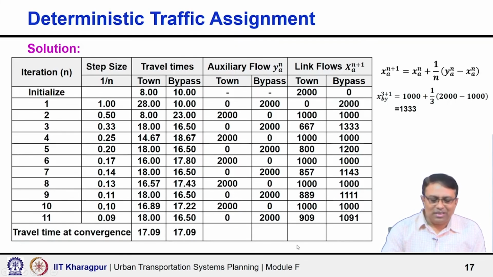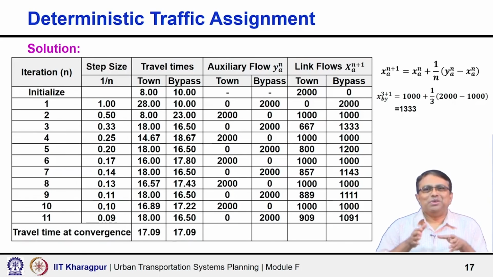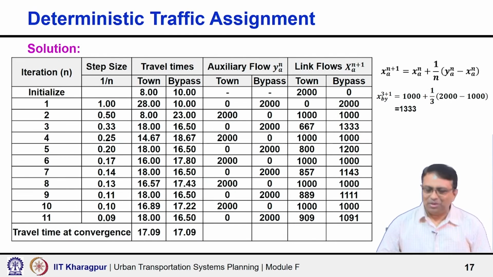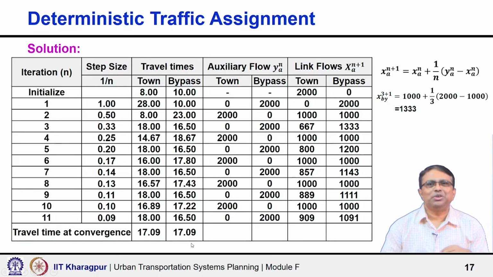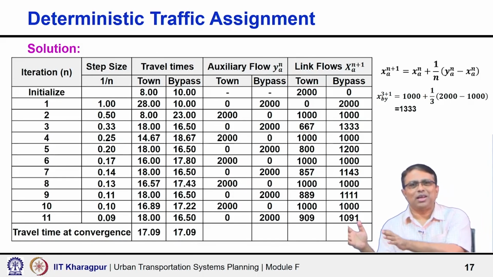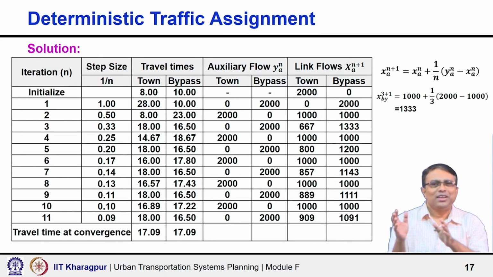If you keep on doing like that, finally we get a flow distribution of 909 along the town and 1091 along the bypass, and in both cases the travel time at convergence is 17.09. So, you have eventually converged, and so nicely that you are getting both travel times equal. Iteration to iteration, sometimes it may swing: you came to this side, now you have gone to the extreme on the other side, then you again come back. It may oscillate.